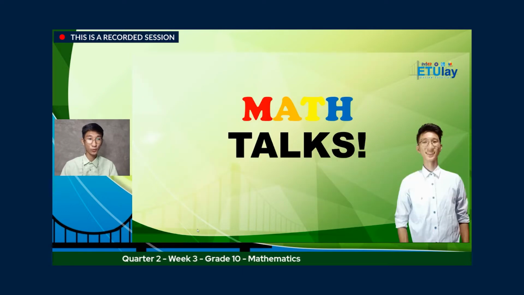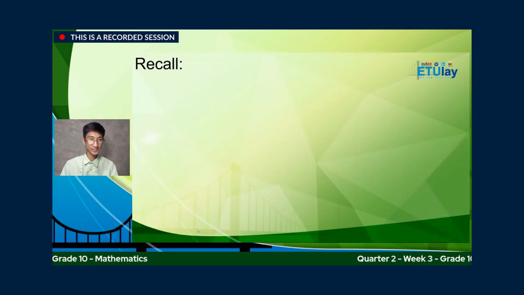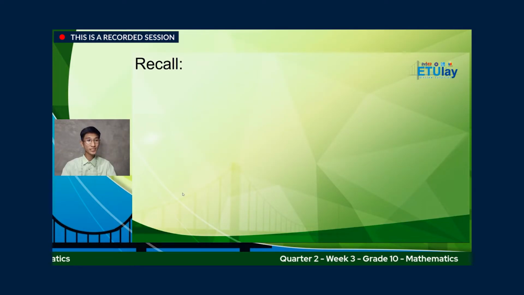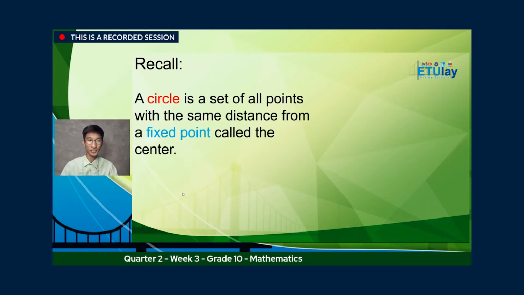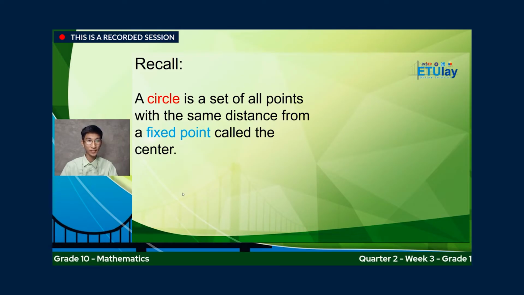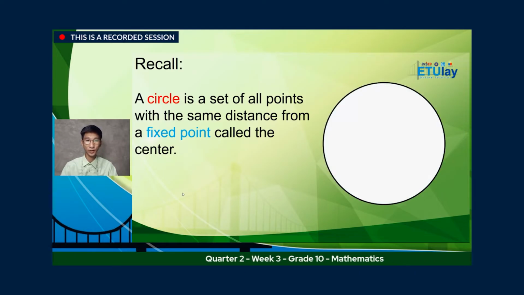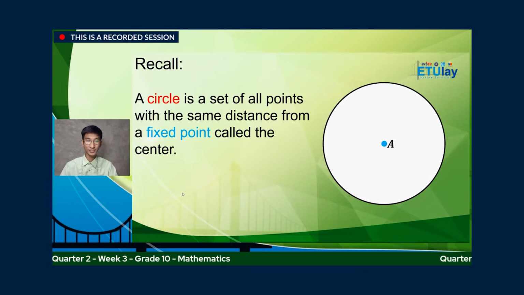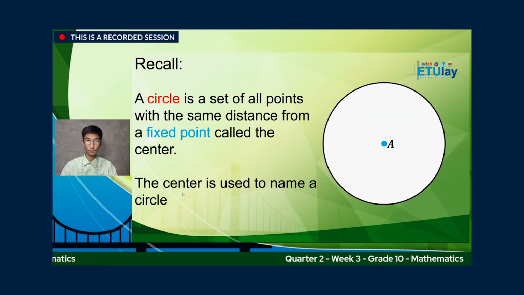And I know we are now ready for math talks. Let us now start our discussion. Now, before we start, let us recall, ano nga ba ang ibig sabihin ng circle? When we say circle, it is a set of all points with the same distance from a fixed point called center. So this is a figure of a circle, and we have a fixed point called center. So when we are naming a circle, we use the center point.